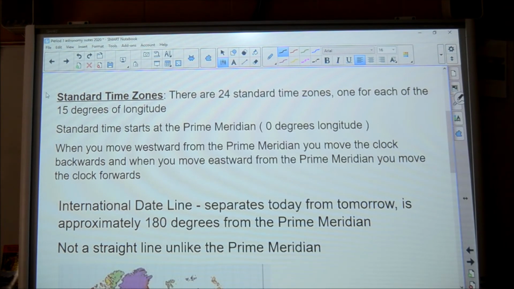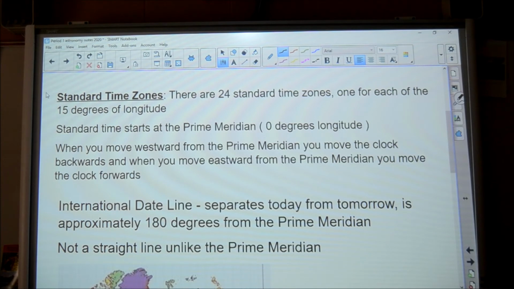So your standard time starts at the prime meridian. Remember, the prime meridian cuts through Greenwich, England. It's 0 degrees longitude. As you move westward from the prime meridian, so from Greenwich, England towards us here in the United States, every time zone, we're back another hour. So if we look at our longitude being 75 degrees, 75 divided by 15 is 5. We are 5 hours behind Greenwich, England.